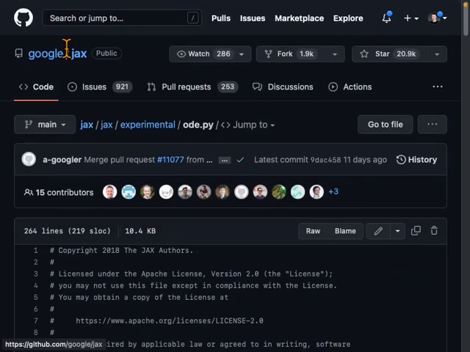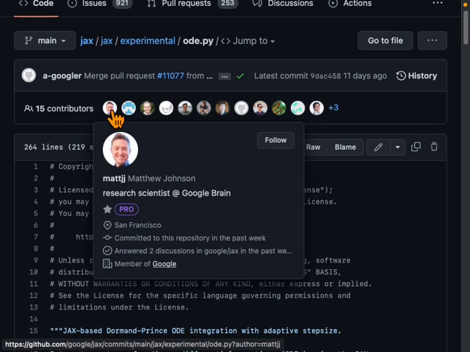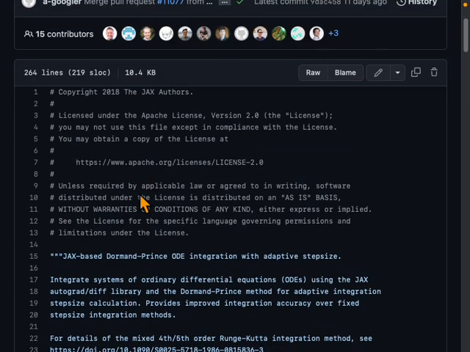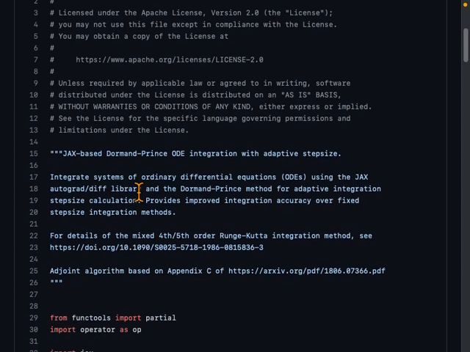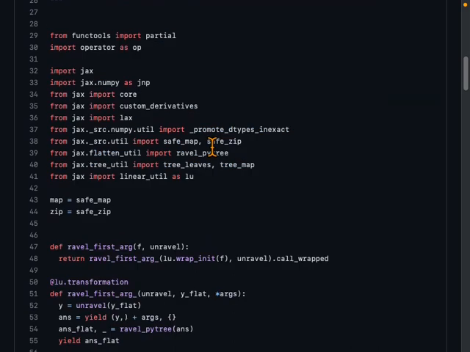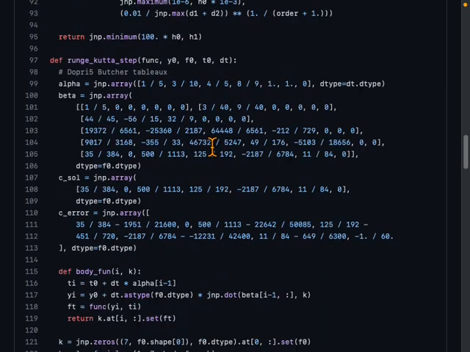So here is JAX, one of the most advanced contemporary deep learning libraries. And here's a piece of code called JAX experimental ode, which solves initial value problems. It's written by Matt Johnson and Jake Vanderplas, who were the original authors of this piece of code. Well, actually, are they the original authors? So they implemented something called Dormand-Prince ODE integration. And there's a bunch of magical numbers stored in it.